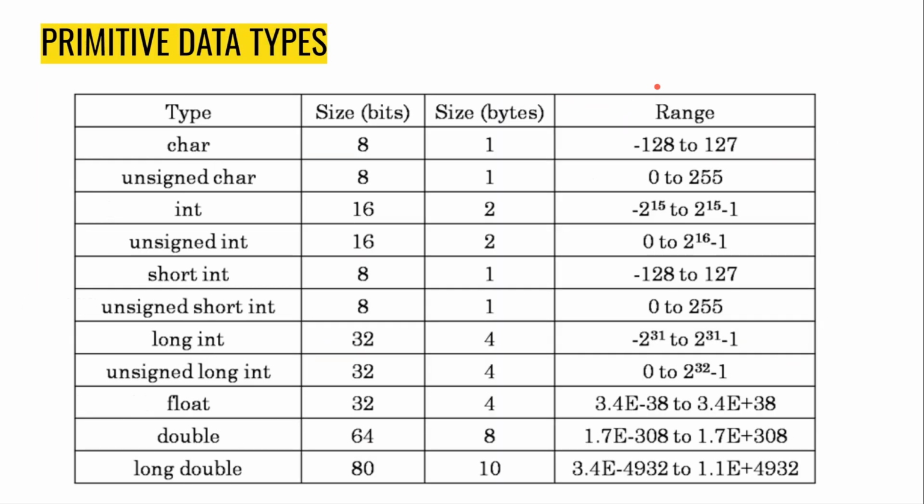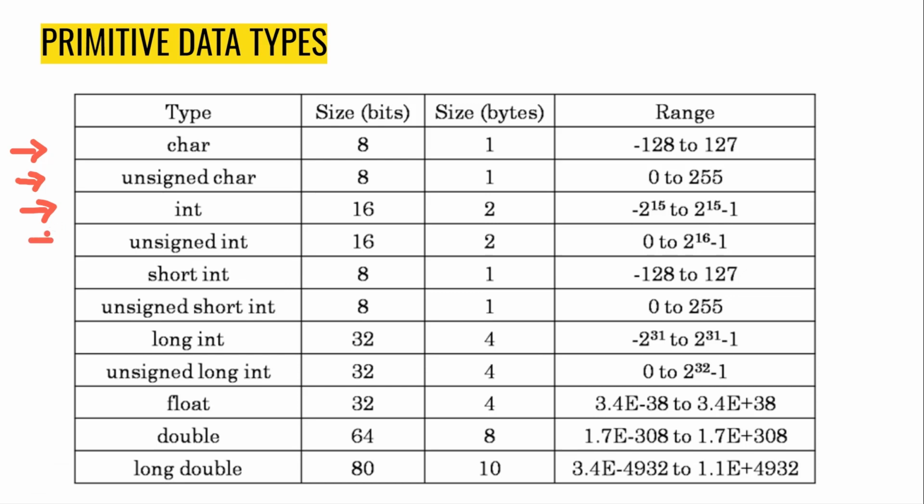This table gives information about the size and range of values that can be held in these primitive data types. For char, we require 1 byte of memory for holding the character value. The range of values that can be held in this variable is minus 128 to plus 127. For unsigned char, unsigned means it can hold only a positive value. We require 1 byte of memory. The range of values that can be held is 0 to 255. For int, 2 bytes of memory. The range of values minus 2 power 15 to plus 2 power 15 minus 1.